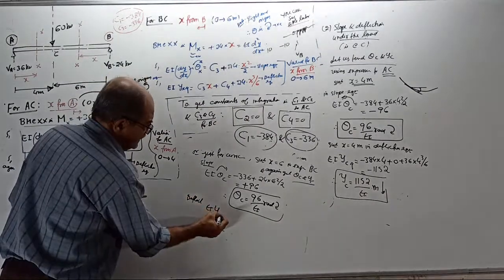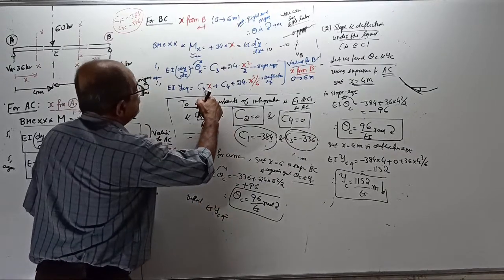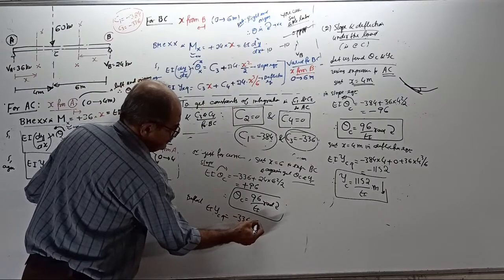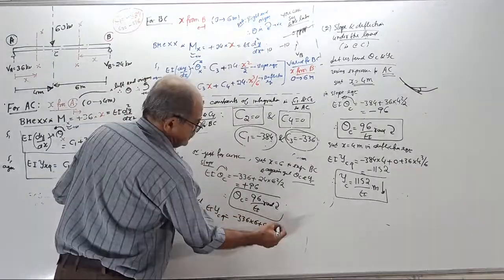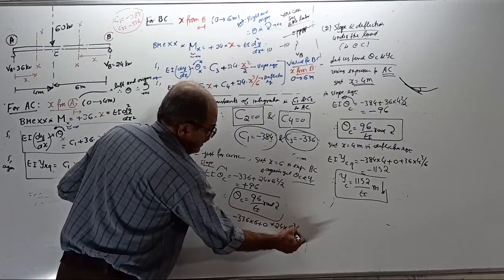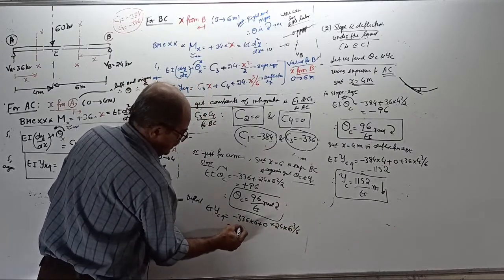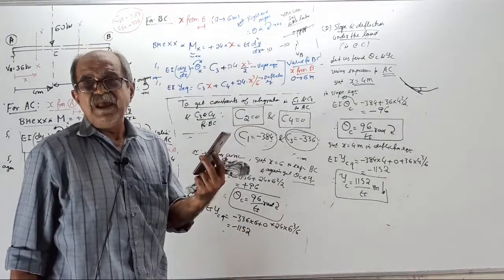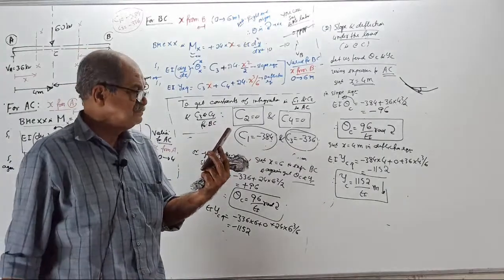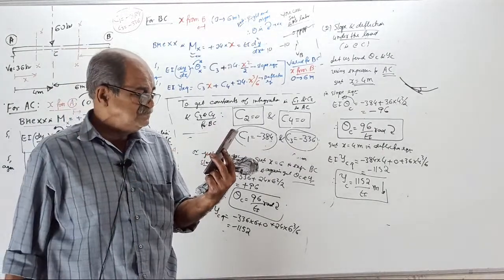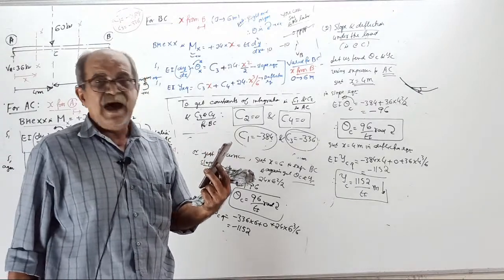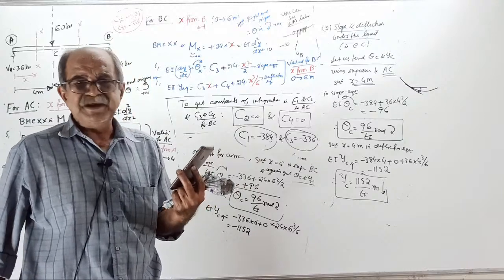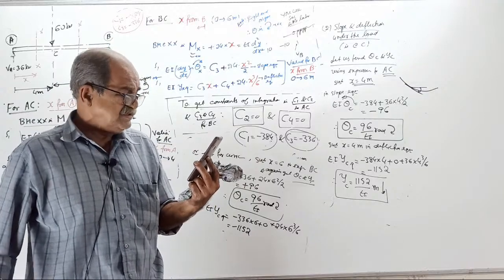EI times deflection at C, upward, equals C3 into x. Where C3 is minus 336, into 6, plus C4 which is 0, plus 24 into 6 cube by 6. This also has to come minus 1152. Coming or not? It has to come. If the mathematics is correct, it will come. Did it come? Yes or no? Same. Minus 1152.